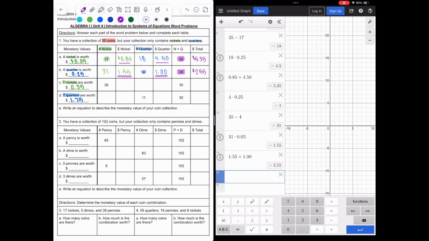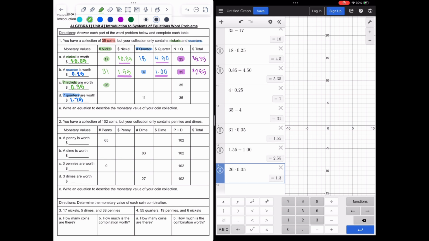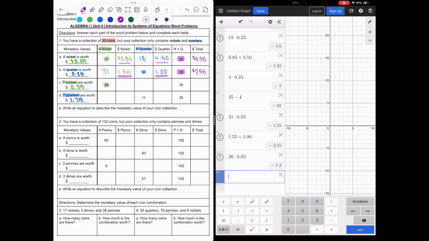Let's go ahead and finish this table before we try to write an equation. In the third row, what we're told is that our collection of 35 coins features 26 nickels. I know that 26 nickels are worth $1.30. So that's the first part. I'm still looking at a collection of 35 coins. So if I started out with 35 coins and I know that 26 of them are nickels, then I'm going to subtract. That means that there are only 9 coins left, and those 9 coins have to be quarters.